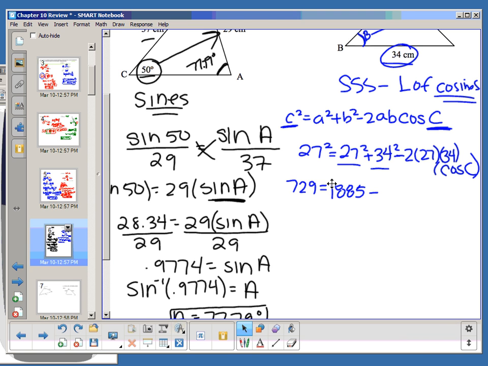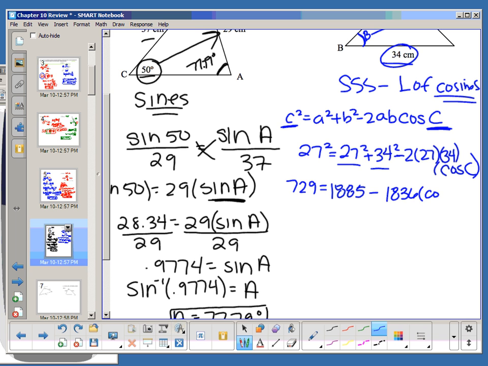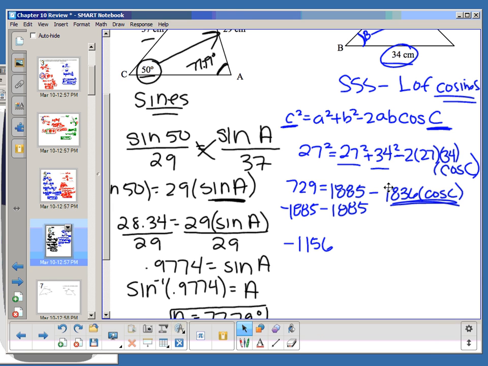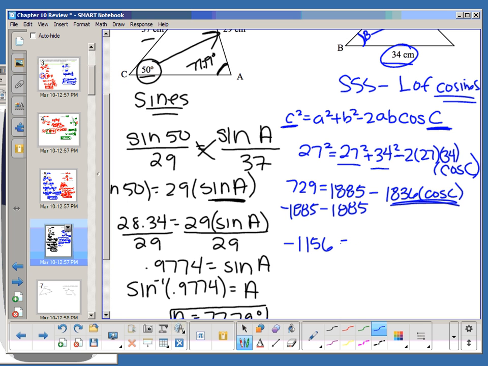And I'm going to multiply all these numbers over here, but I can't add it to that 1885. 2 times 27 times 34, 1836. So this part is attached by multiplication. I can't do anything with it, so I'm going to subtract this over. I think that's what I get. Let's just check. Negative 1156 equals negative 1836 cosine of c. I'm going to divide by negative 1836 because it's attached by multiplication.